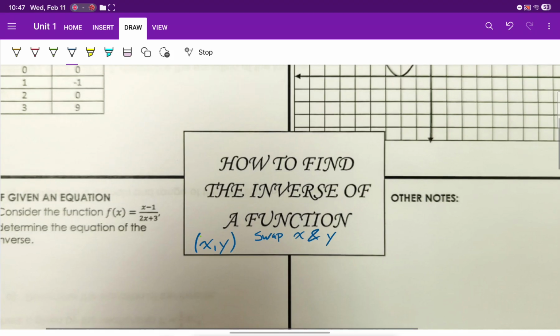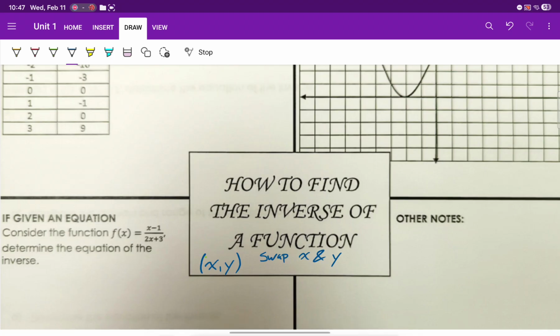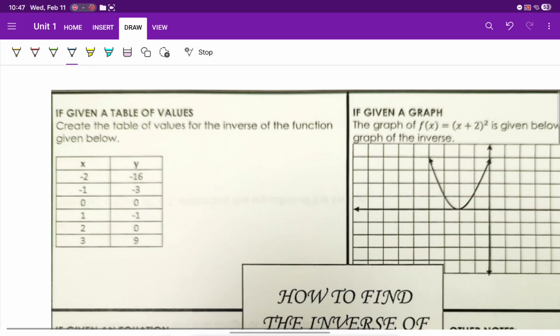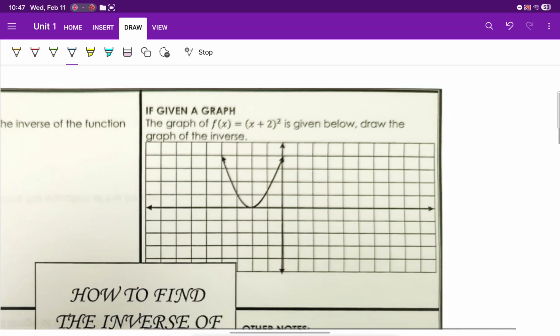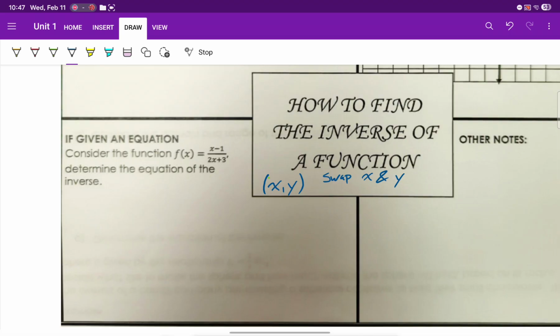What we're going to do today is, when we talk about functions, we have three ways of representing functions. Our first way of representing a function is given a table of values. Our second way is given a graph. And our third way is given an equation. What I'm going to do today is show you how to determine the inverse of a function in each form.